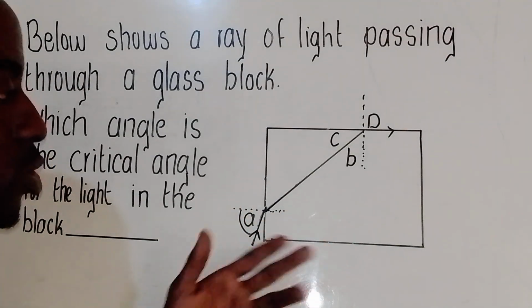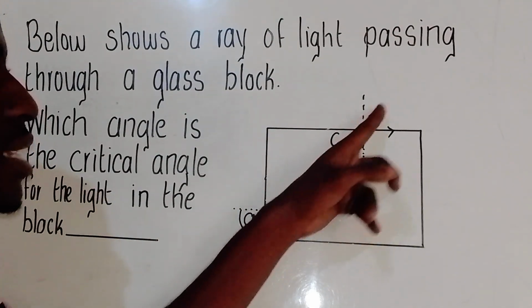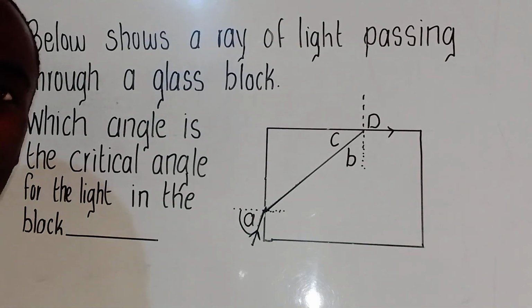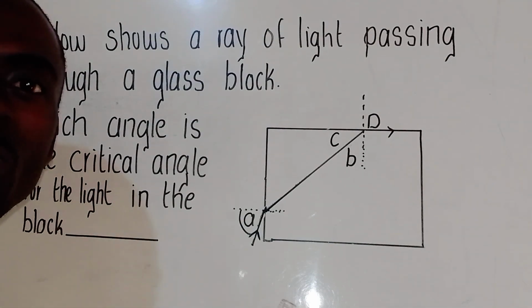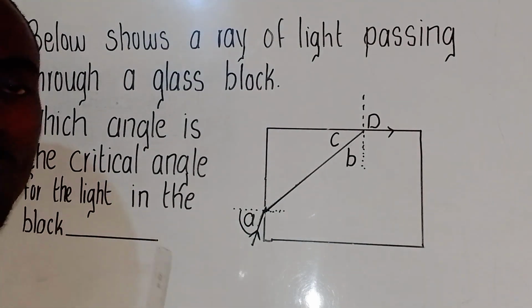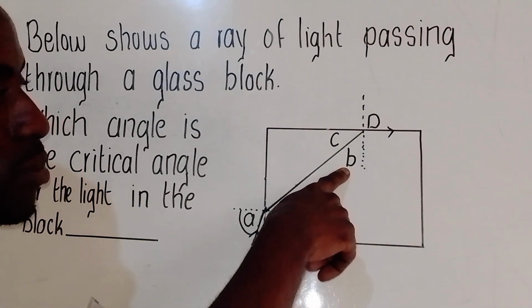So which other option? So we have A, B, C, and D. Which other one do you think can be the critical angle? So I think the answer here is B.